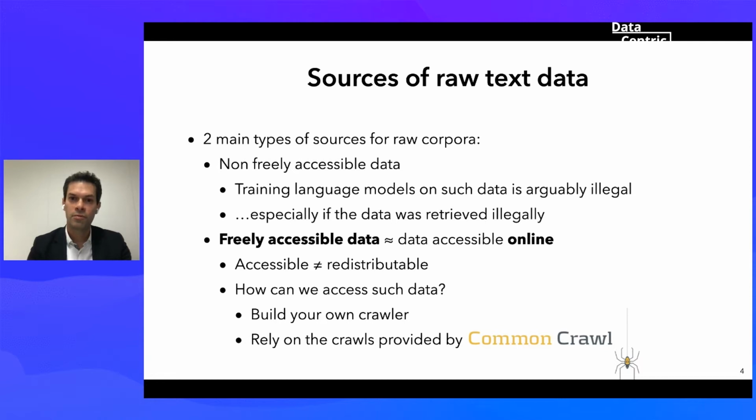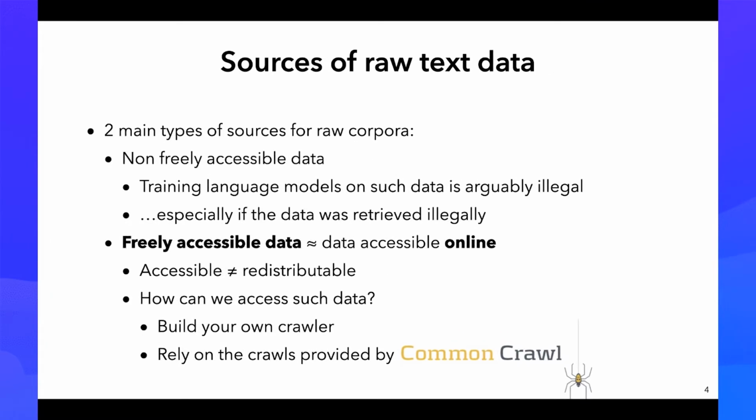So clearly what we want to do is to collect freely accessible data and train our language models on such data. And nowadays, most freely accessible data is to be found online. Of course, to be accessible does not necessarily mean to be redistributable, but this is the type of data we can train language models on without too big of legal problems. Now, how can we access such data? There are two main ways.